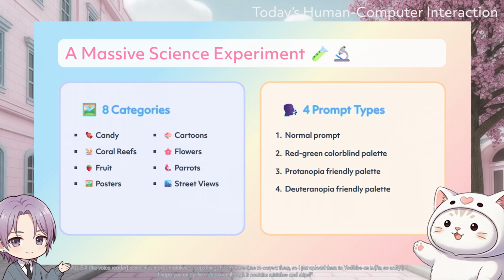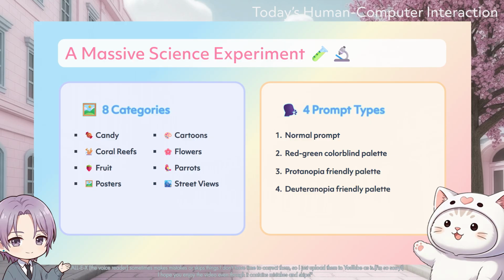They used a popular image generator called Stable Diffusion 3.5 Large. They created a special dataset with 8 different categories of pictures. They made pictures of candy, cartoons, coral reefs, flowers, fruits, posters, and street views.